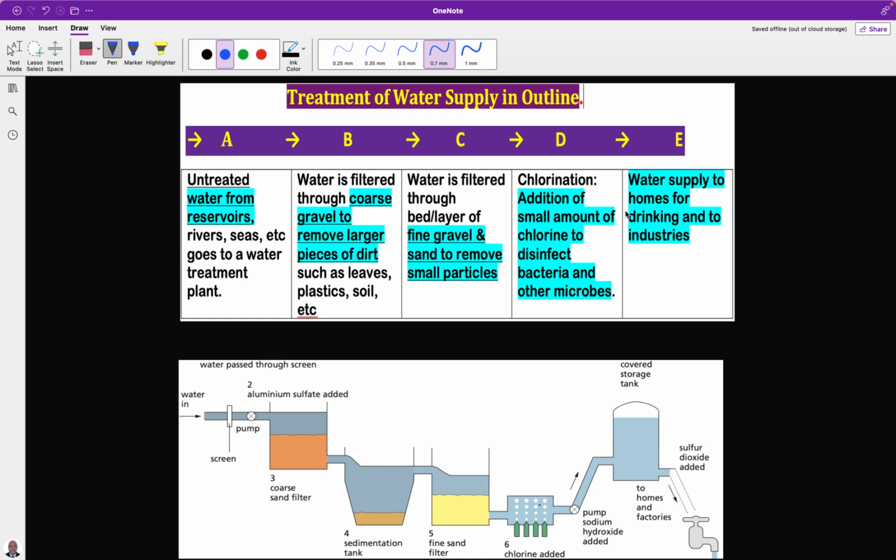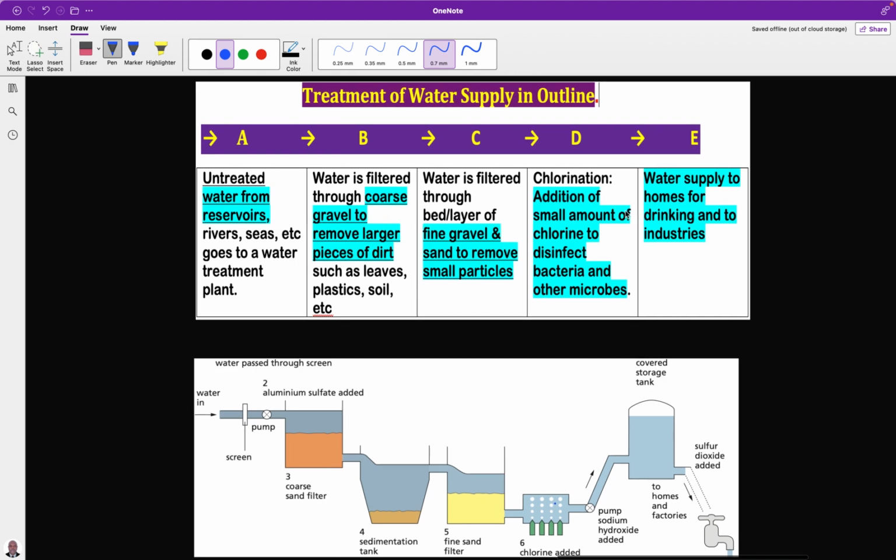Then, before it is finally passed out, sulfur dioxide is also added. The sulfur dioxide that is added is used to dechlorinate. It helps to remove the chlorine that was used in the killing of microorganisms. It's used to dechlorinate before it is finally sent out.